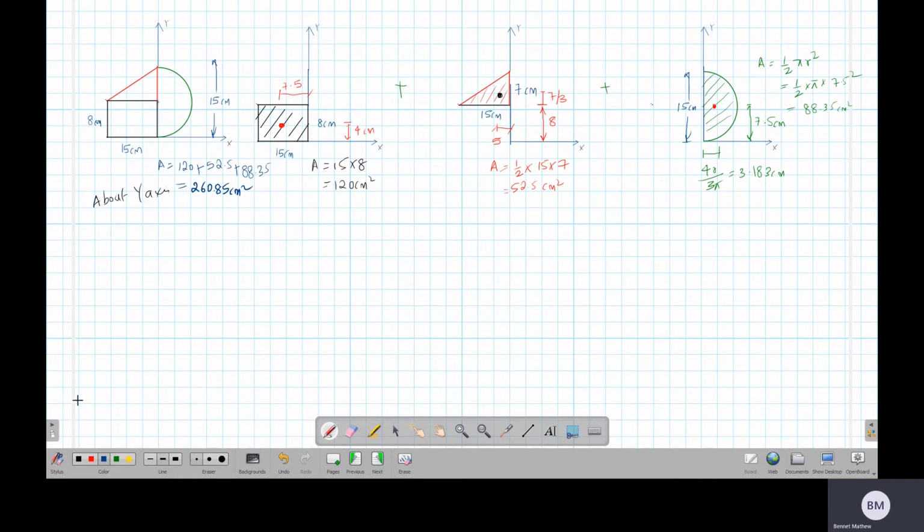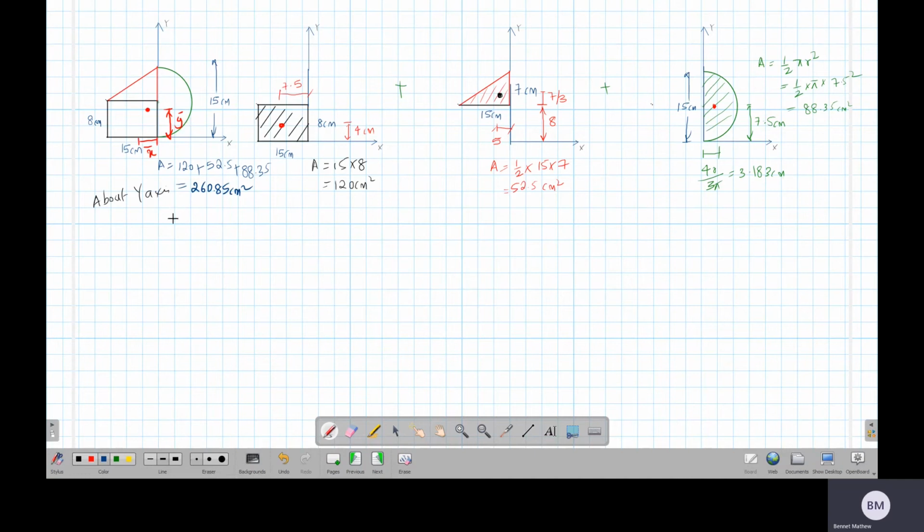So now we have to find the centroid. I don't know where the centroid will be. I am just guessing it to be here. So this distance will be my y bar, and this distance will be my x bar. I have to find x bar and y bar. Since I have assumed it to be here, I have to take x bar as negative. So I'll just do the calculation here.